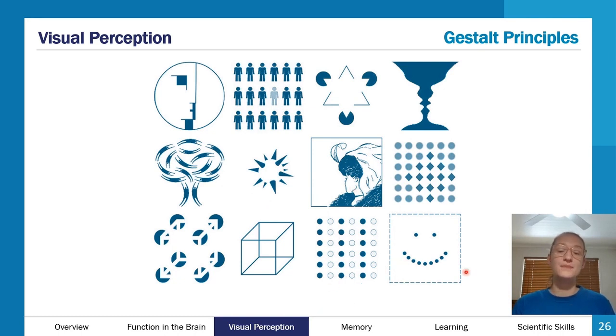The last one is proximity, which is when we perceive something a certain way due to proximity. So for example, I'm perceiving these singular dots as a continual smiley face line because of their proximity to each other. Their proximity is influencing how I'm perceiving them.